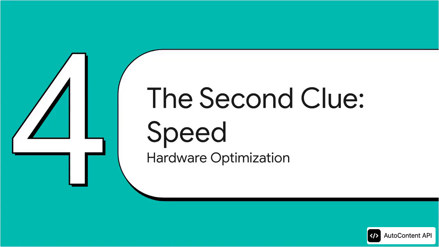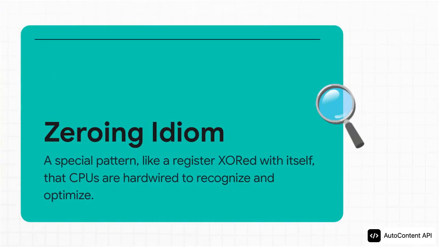But hey, saving a few bytes? That's just the start. The real magic, the true genius of this whole thing, is what the CPU itself does when it sees this instruction. So let's get to our second clue: raw speed. This little trick is so common and so important that it actually has a name. It's called a zeroing idiom. And you can think of it like a secret handshake between the compiler and the CPU. The hardware, the chip itself, is built to recognize this exact pattern and treat it as a special case.